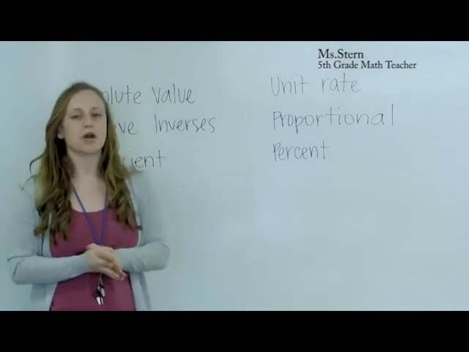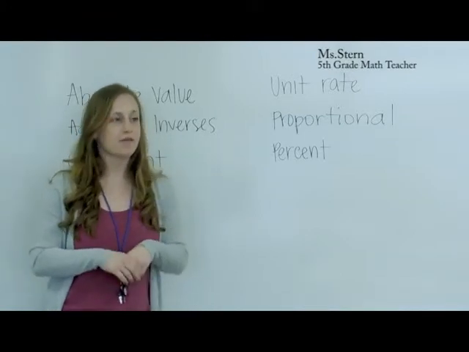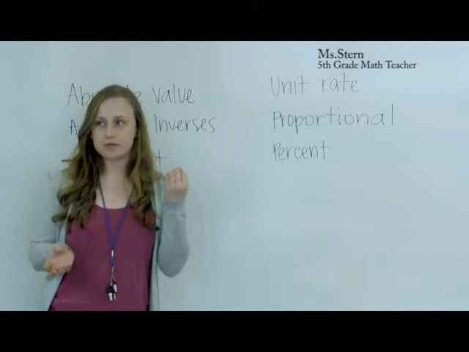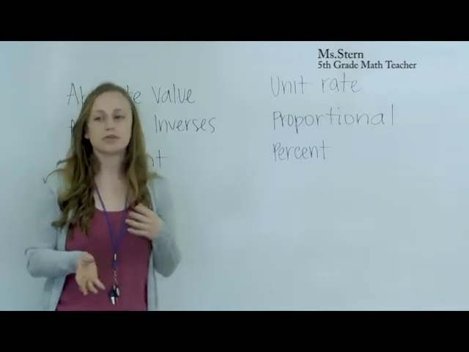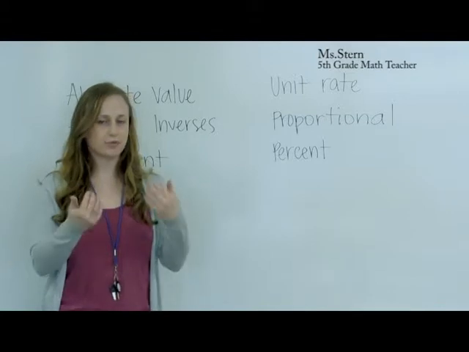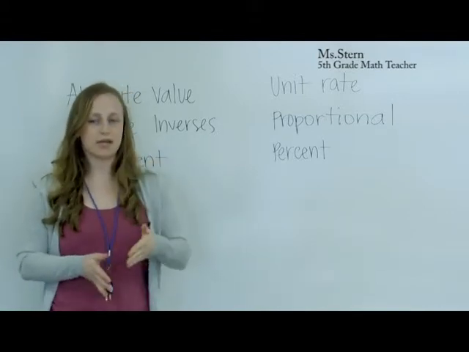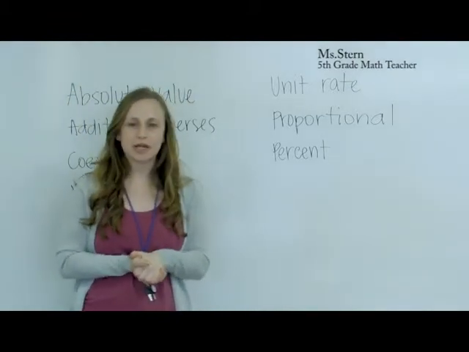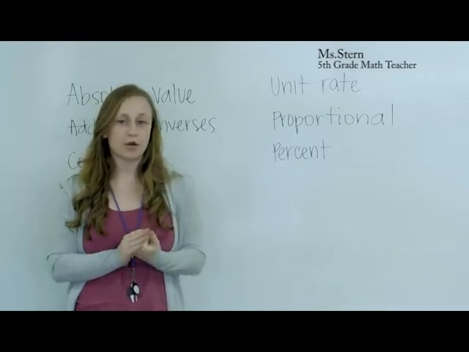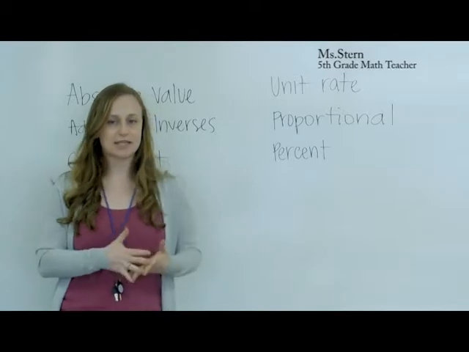Proportional is used to describe ratios that show the same relationship. So for example, you could have $5 for 1 bar of candy and then $10 for 2 bars of candy. Those two ratios are proportional because when you simplify them down, they show the same relationship between cost and number of candy bars. And finally, we have percent. Percent is a special kind of ratio that shows how many per 100. So for example, if you have 56%, that means you have 56 out of every 100.